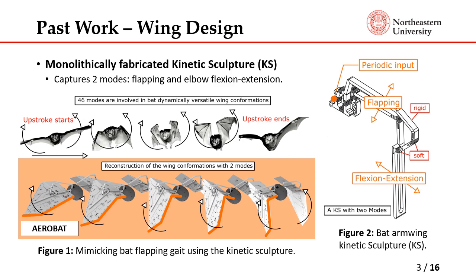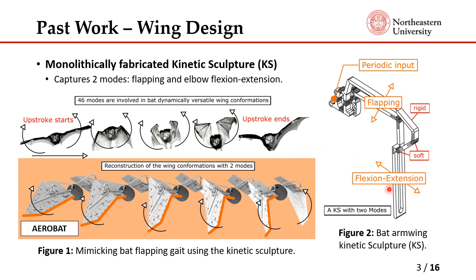Here we have the past work and motivations. We're trying to create a bio-inspired robot that mimics bat flapping gait, where the bat flapping gait is highly dynamic and articulated. It has over 40 joints, which generates more than 40 modes that describe this flapping gait. We obviously cannot mimic all of them, so we generated this design where we mimic two of them, particularly the flapping gait and the wing folding and expansion.